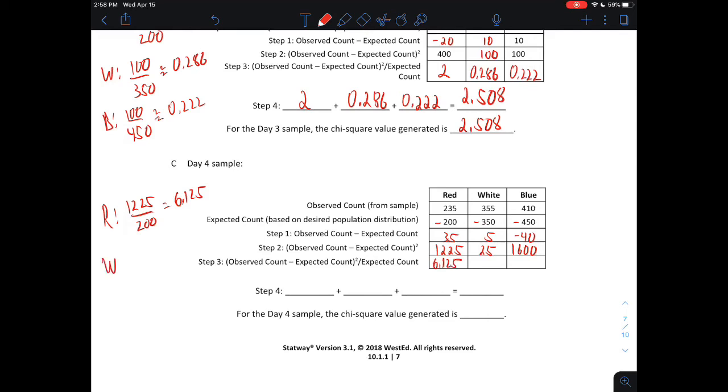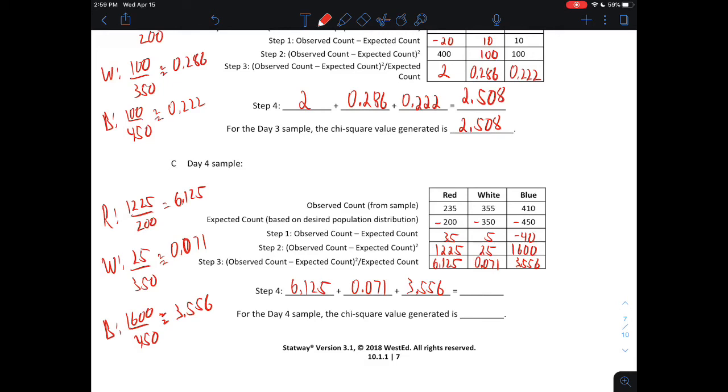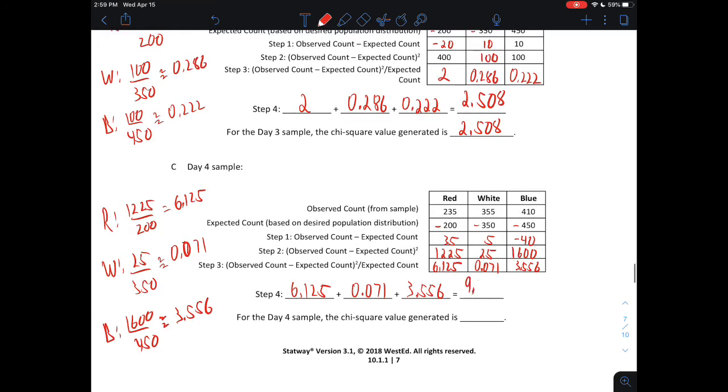And then for white, that would be 25 divided by 350. And that gives me 0.71. Actually, sorry, 0.071. And then finally for blue, 1600 divided by 450. That gives me approximately 3.556. So this gives me 6.125 plus 0.071 plus 3.556. And if I add those up, I get 9.752. That's my chi-square value for day 4.